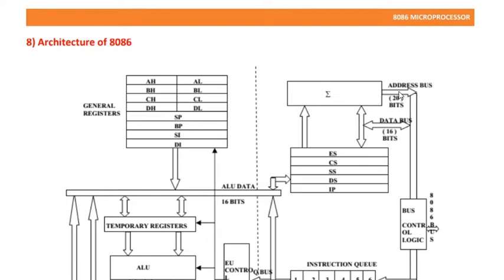In today's class, we will discuss the architecture of the 8086 microprocessor. As we all know, the 8086 microprocessor has two functional units. These functional units are the execution unit and the bus interface unit.